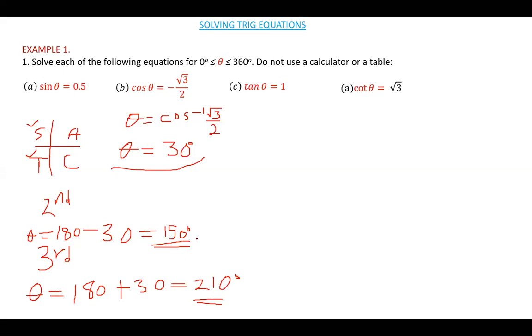So you also have to check whether this 150 and this 210 are within the range that you've been given here, or within this domain here.